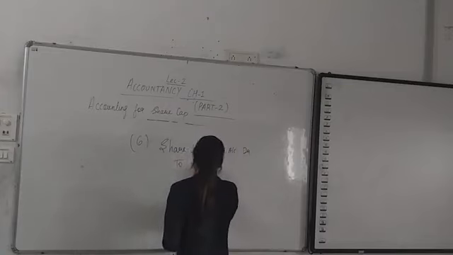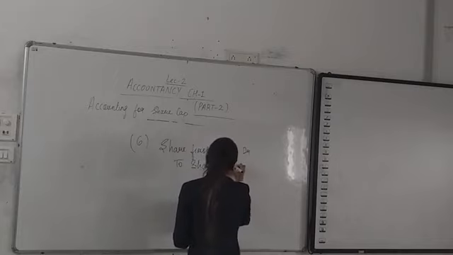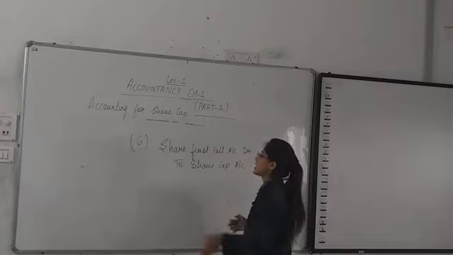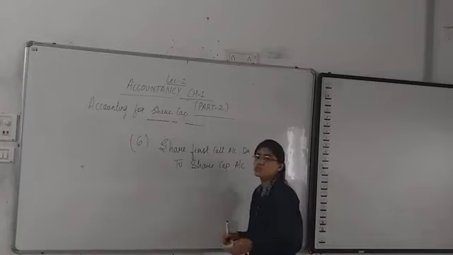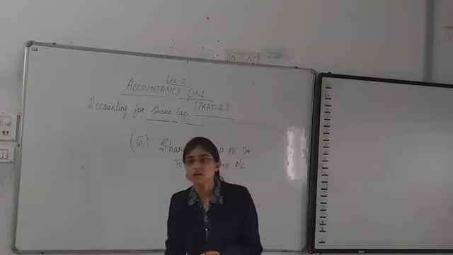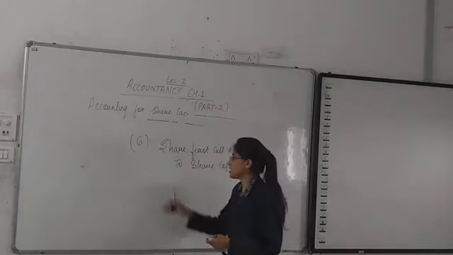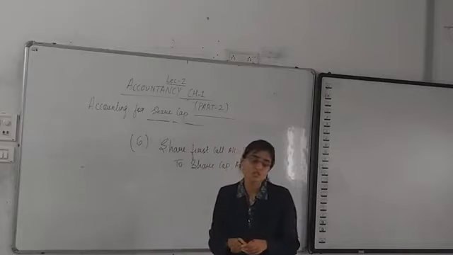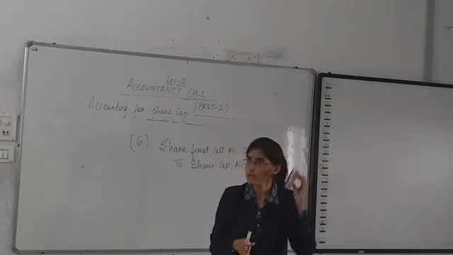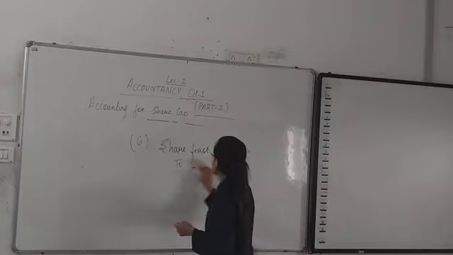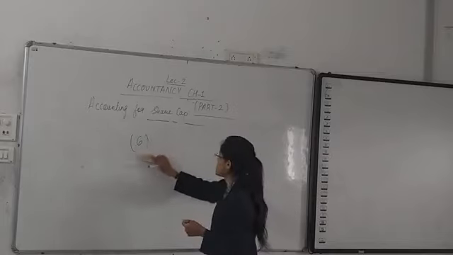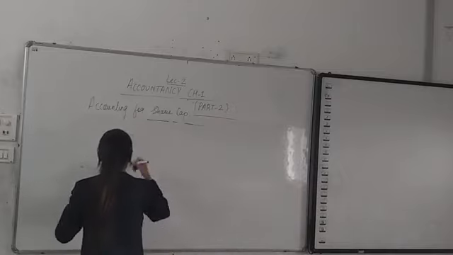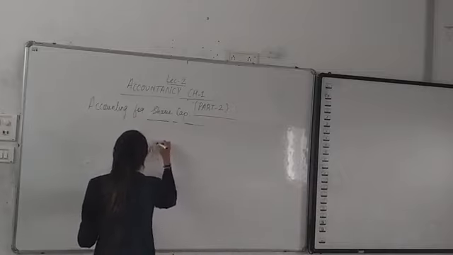Two, share capital account. I repeat, share first call account debit, to share capital account. Journal entry for when share first call money becomes due. And finally, when share call money is received, bank account debit.